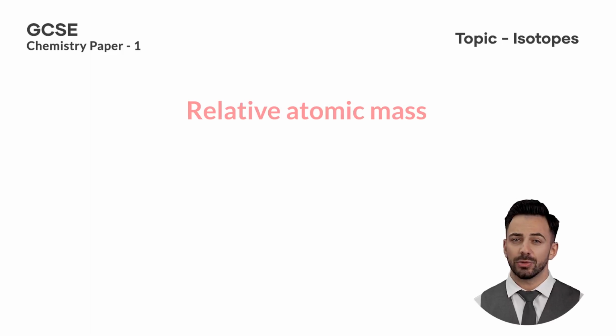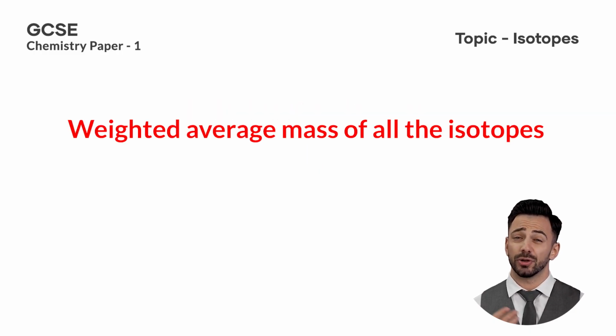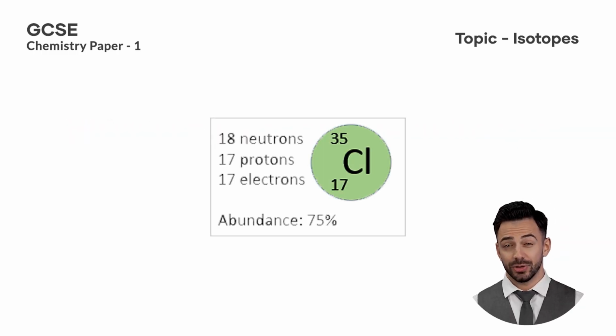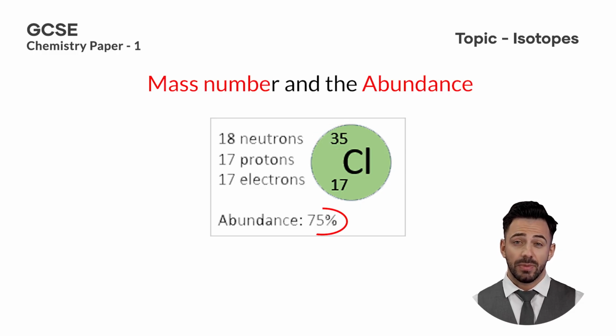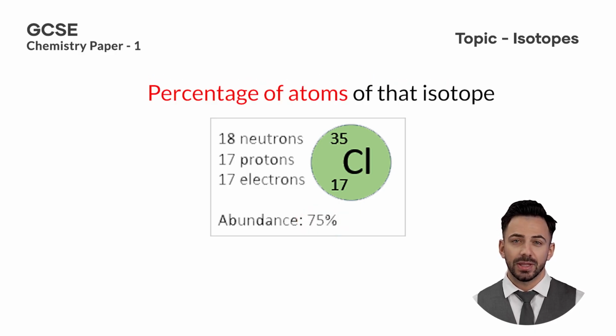Now let's move on to relative atomic mass, also called Ar. What does relative atomic mass mean? It is the weighted average mass of all the isotopes of an element. To calculate relative atomic mass, what two things do we need for each isotope? We need the mass number and the abundance, which means the percentage of that isotope. So what does abundance mean? It means the percentage of atoms of that isotope in a sample.